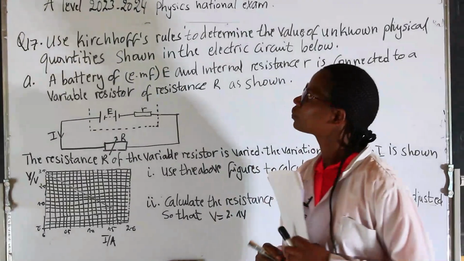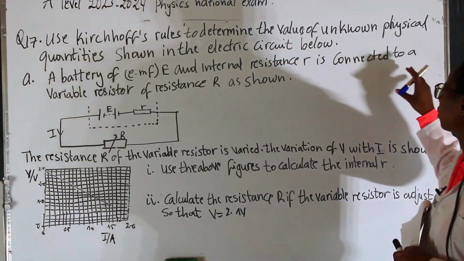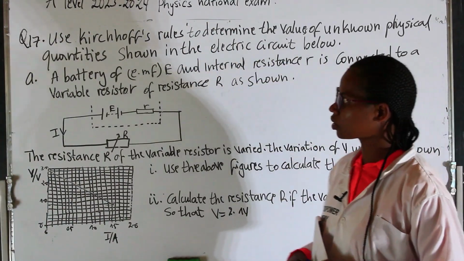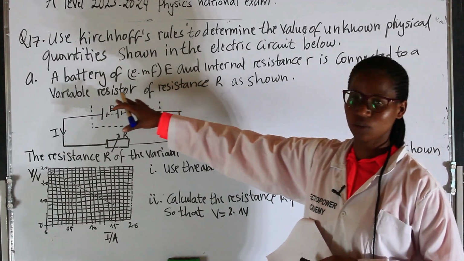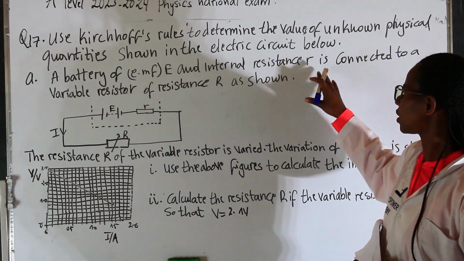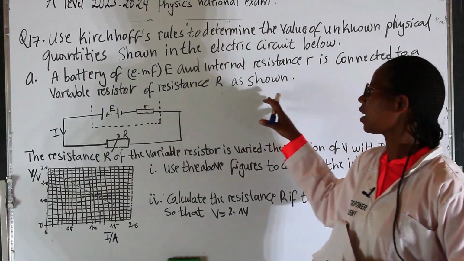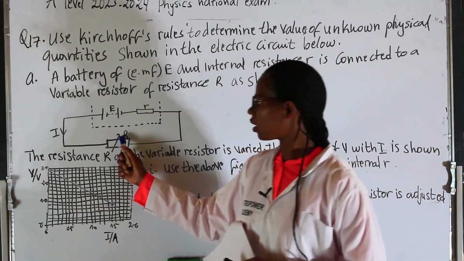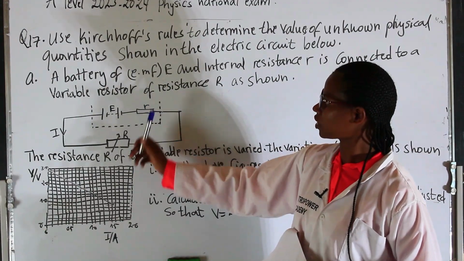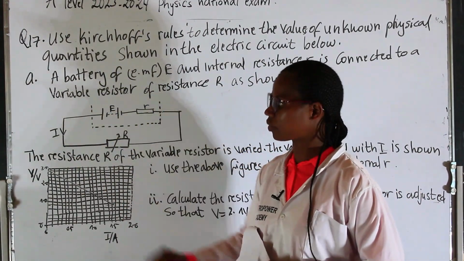Question 17. Use Kirchhoff's law rules to determine the value of unknown physical quantities shown in the electric circuit below. For sub-question A, a battery of electromotive force and internal resistance R is connected to the variable resistor of resistance R as shown in the figure. Here we have a variable resistor, the internal resistance, the electromotive force, and the current which is passing in the circuit.